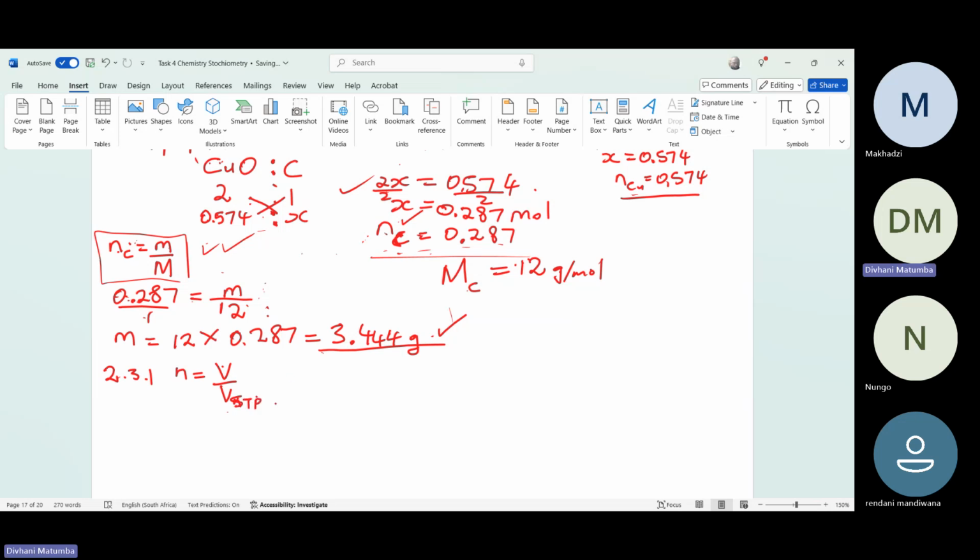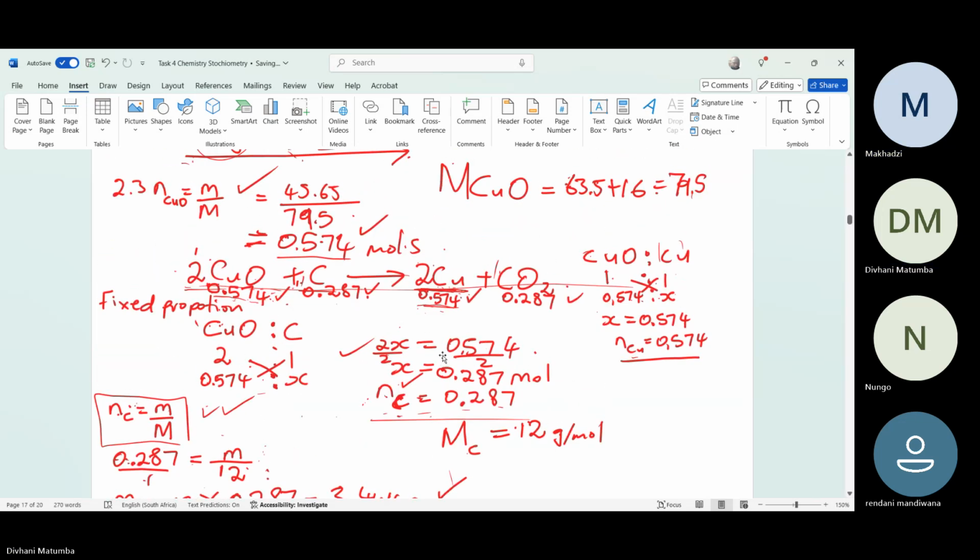Okay. And then what are you going to use from here, Makazi? The other V on top is actually the number of moles. So I think that we were going to use the number of moles that we calculated first. Why are you using the first one? Nungo, do you agree with that?